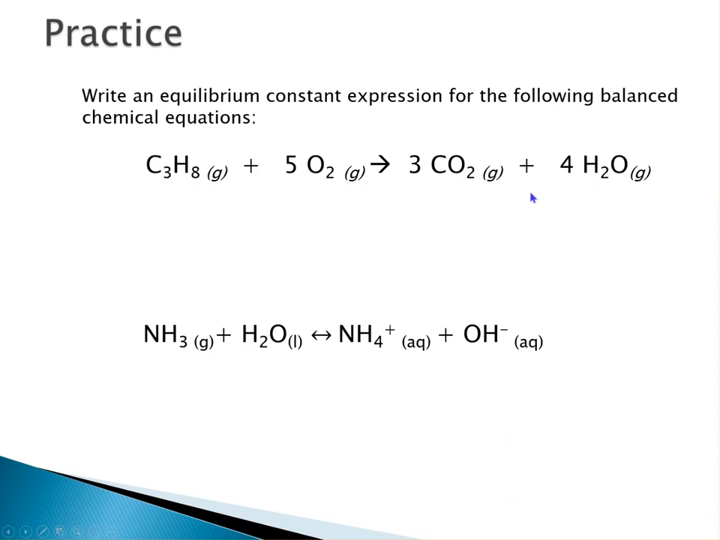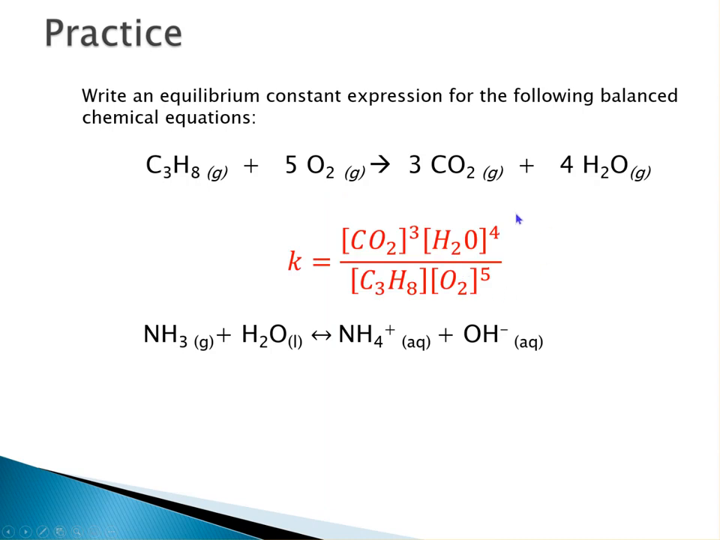So for the first one, my products are CO2 and H2O. The coefficient in front of CO2 is 3. The coefficient in front of water is 4. If I look at my reactants, the coefficient in front of C3H8, which is propane, is 1, and the coefficient of oxygen is 5. So this K expression will be carbon dioxide cubed times water raised to the 4th power divided by propane to the 1st power times oxygen to the 5th power. Products raised to their coefficients divided by reactants raised to theirs.